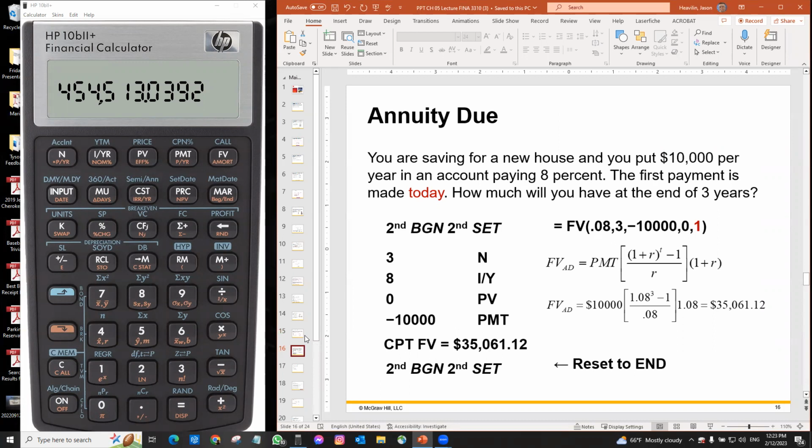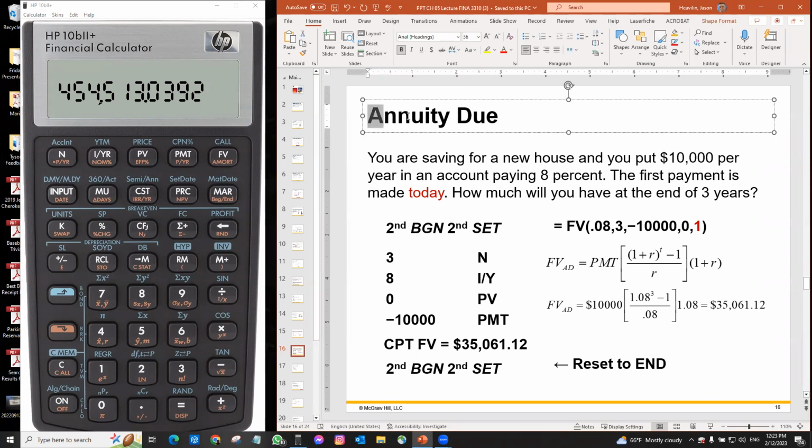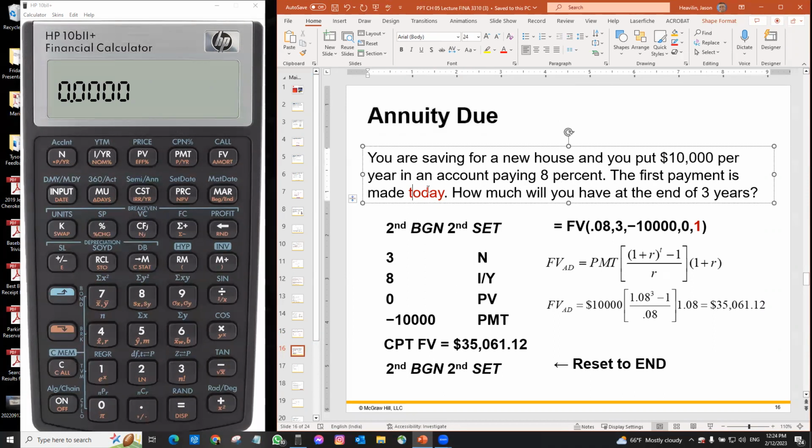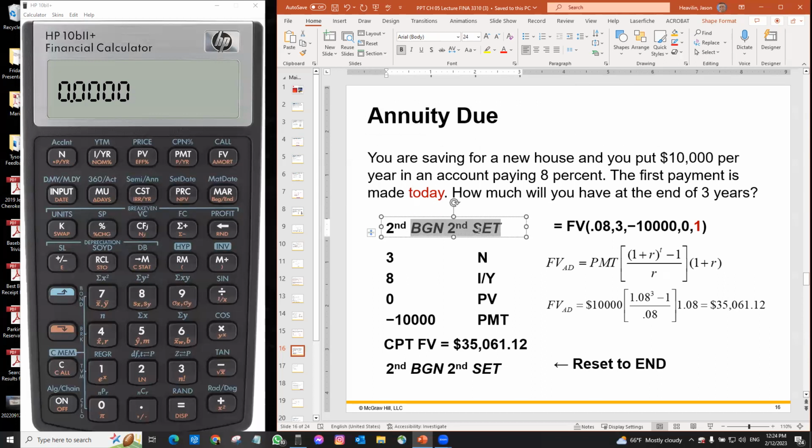And you can continue. Now let's do something similar, but we're going to talk about the annuity due. This is a begin period situation. This is when you make a deposit up front. So you're saving for a new house and you put $10,000 per year in an account paying 8%. The first payment is made today. Today is the key word, meaning that you have a begin situation, Annuity Due, and that's what they're talking about here.